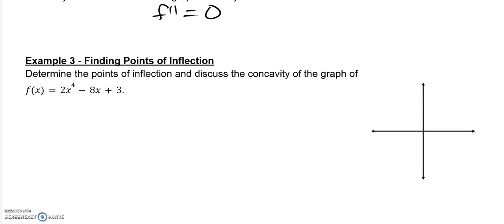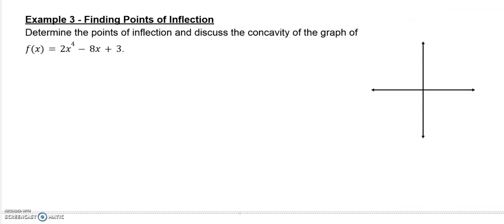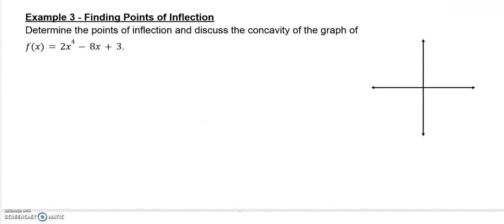Okay, so now let's do an example of finding the points of inflection on our graph. Remember, that is where the second derivative is equal to 0. It can look like either one of those three graphs that I have up there. So the first thing we're going to do is find the second derivative and set it equal to 0.